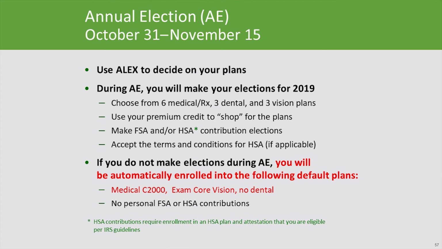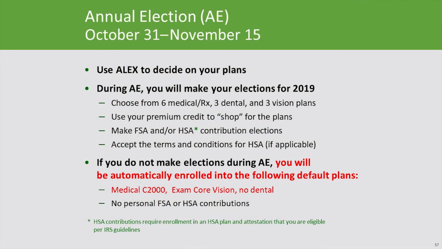Annual election begins October 31st and runs through November the 15th. The brochures that I have given you assume that you have taken the health quotient. Those deductibles reflect that you have taken the health quotient. Remember, during annual election, if you don't make your elections, then you're going to default. So you must do that step.